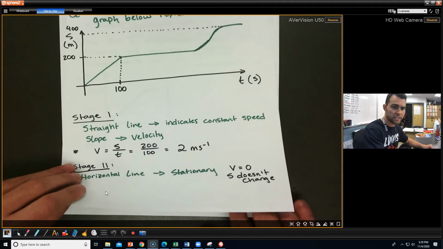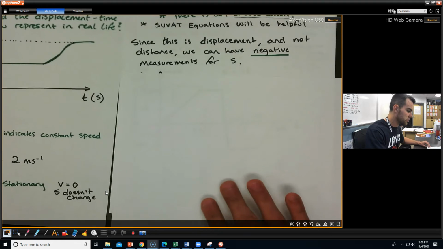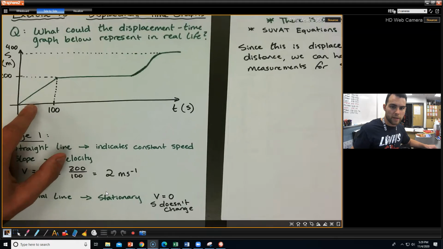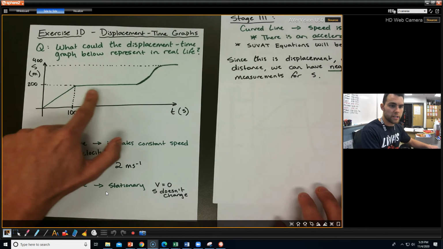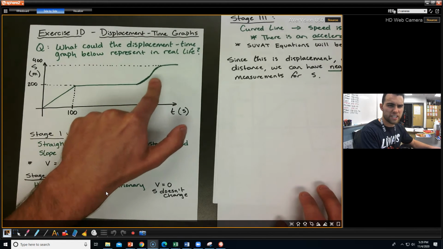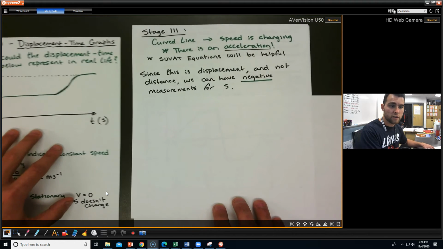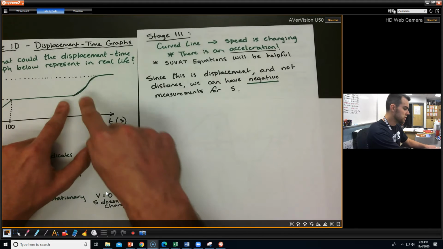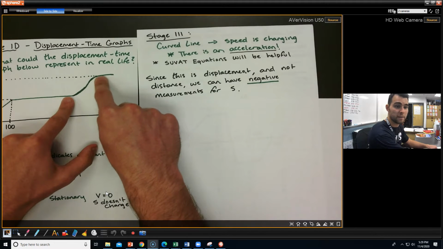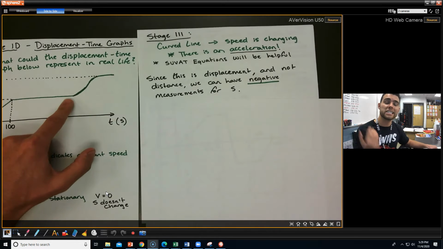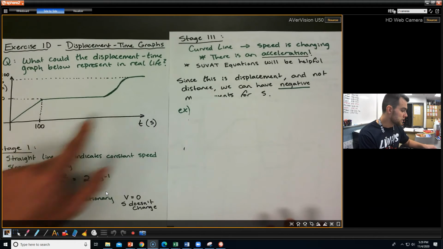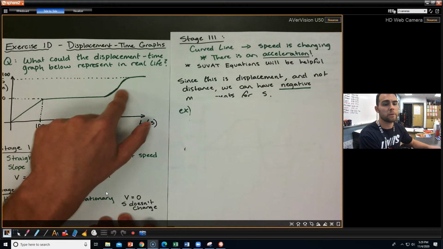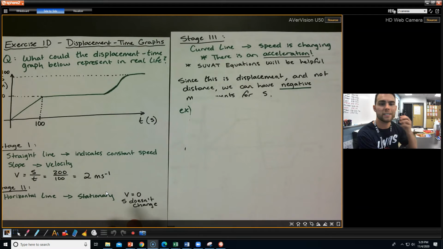Let's keep this on the side and look at stage 3. Let's zoom out a little bit. If this was stage 1 and this was stage 2, I'm going to call this where it starts curving up stage 3. Well, it's a curved line. So that actually means that the speed is not constant, it is changing, right? She starts off kind of sluggish, picks up the pace, and then she tapers off and decelerates, right? There is an acceleration going on here. So no acceleration here, no acceleration here, but there is definitely acceleration going on here. So you can represent that with curved lines, all right?